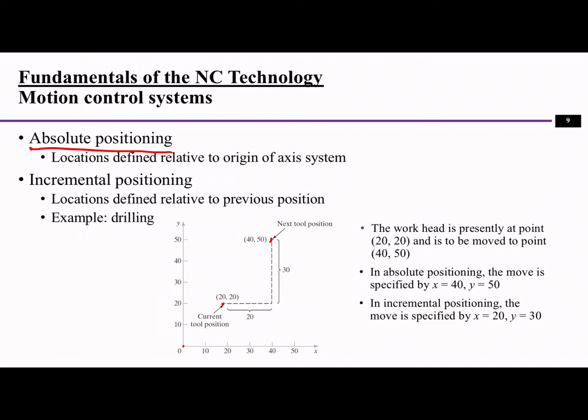If it is the incremental positioning system, after the machine tool has moved to here, what do we tell it? We tell the machine, you're going to move along the x-axis by 20, and also along the y-axis by 30, right? So this is the incremental positioning system. We need to specify the move as 20 and 30 instead of telling the machine tool to go to (40, 50). So this is the incremental positioning system.